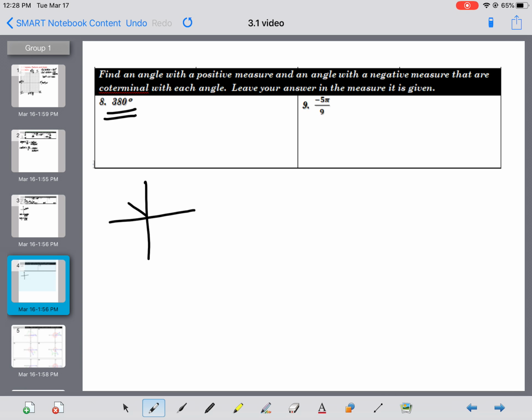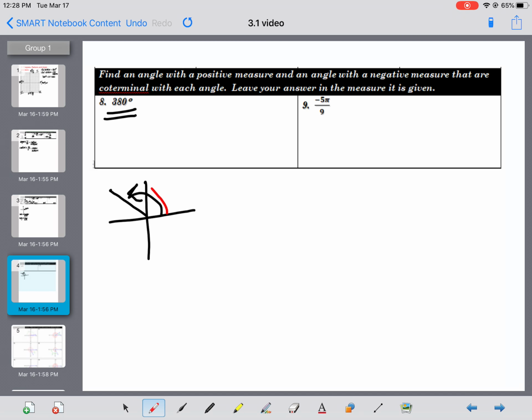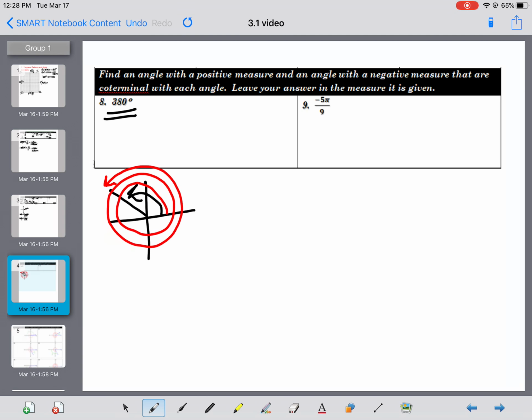So coterminal, if I have an angle rotation, and let's say that it has a terminal side in quadrant 2. Okay. Coterminal means I can do any number of rotations and my angle will still come back and end at that same terminal side. Okay. So really the angles are equal, one may just have more rotations in it than another.